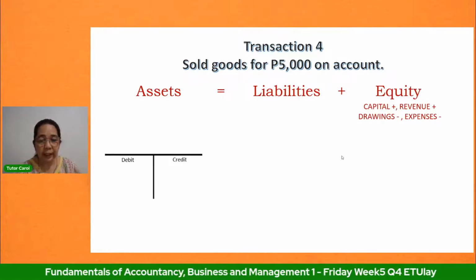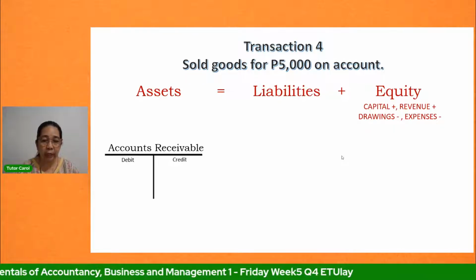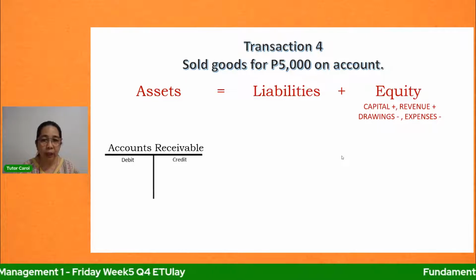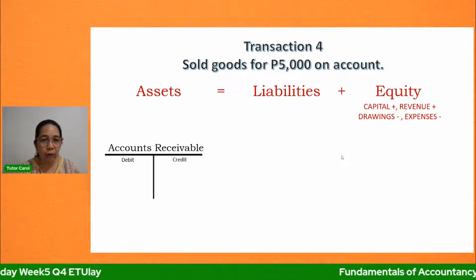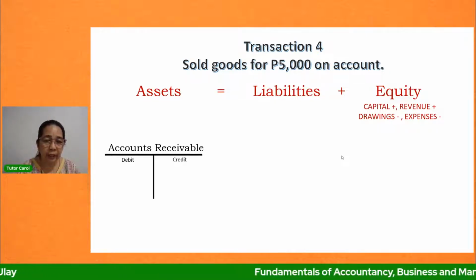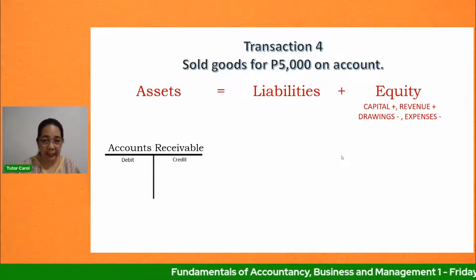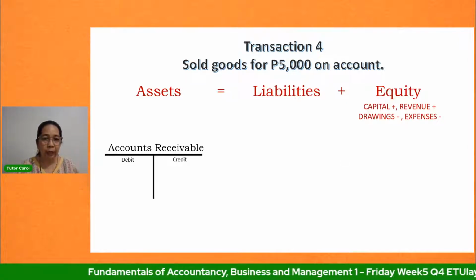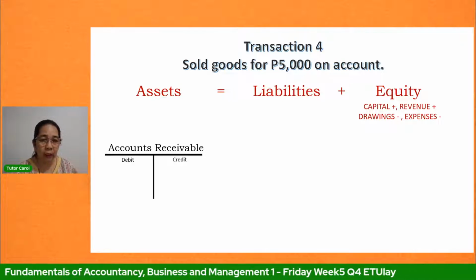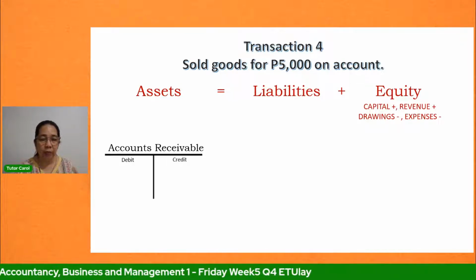Okay? So assets, ano kaya? What particular account? Yes, accounts receivable, kasi on account. Okay? So hindi si business ang may utang, kundi si client, kasi sold na nga eh. Okay? So magkano ang utang? Okay? 5,000 pesos.